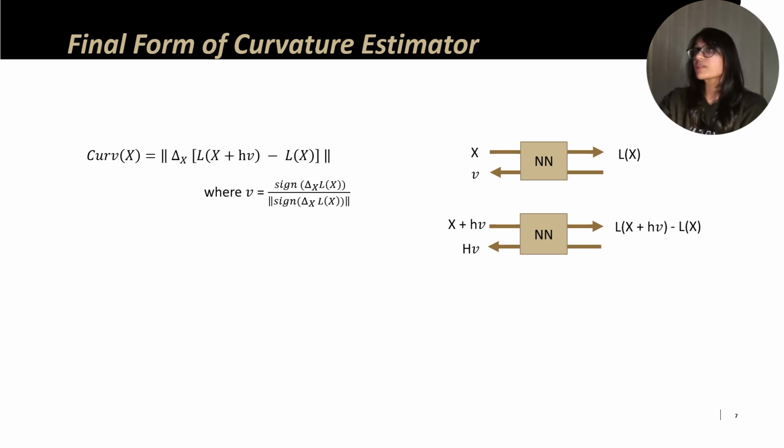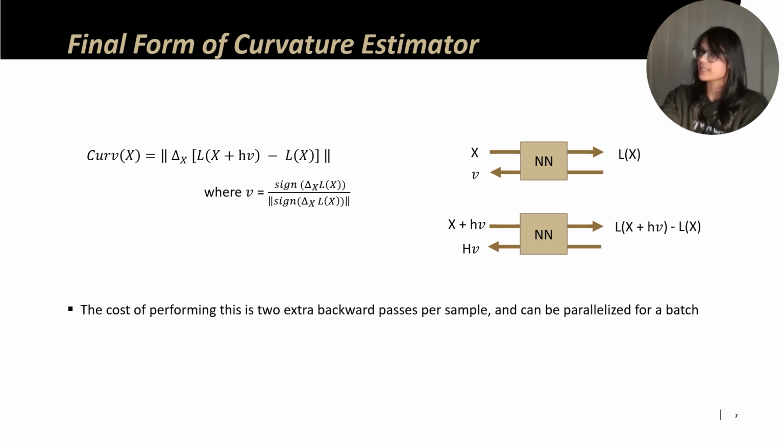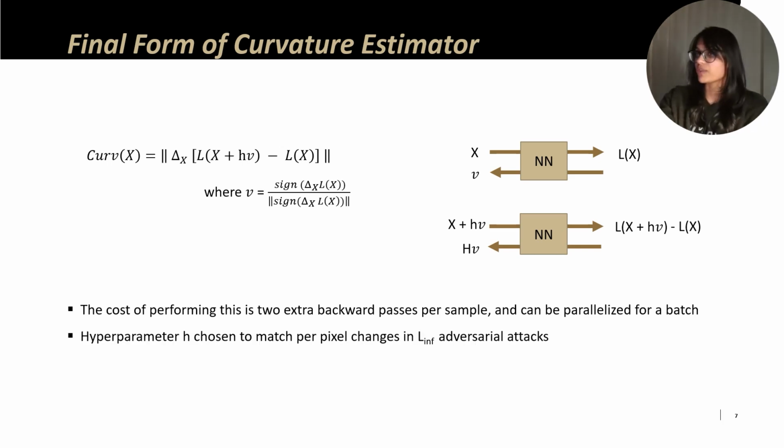We take the Frobenius norm of this Hessian vector product, and that is our estimate of the curvature for this data point x. The cost of performing this is actually 2 extra backward passes per sample, but it can be parallelized for a batch, making it much faster.